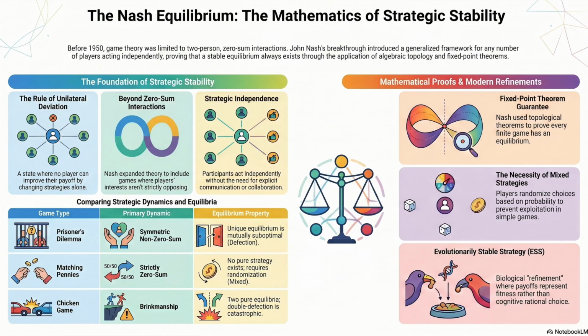Yeah. He basically said, let's build a model that assumes no one is talking, no explicit communication, no binding contracts. Right, no guaranteed collaboration at all. Every single participant is acting entirely independently, purely in their own self-interest. And critically, his new framework wasn't just limited to 2 players either. It applied to any finite number of players. And it didn't matter if the game was zero-sum or non-zero-sum. It was a universal blueprint.